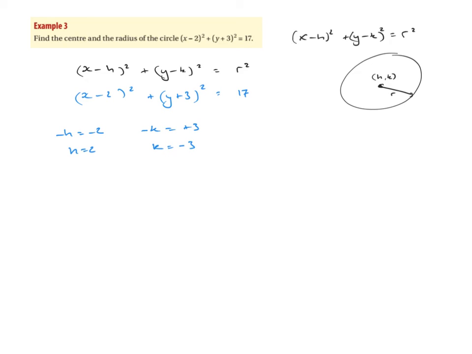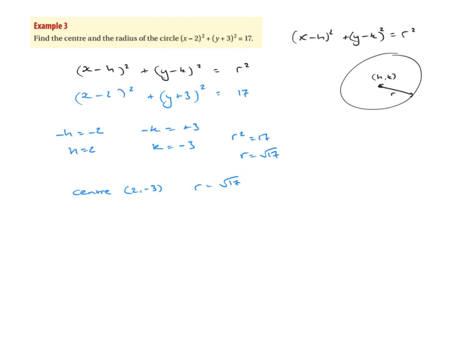And on the last bit here, we see that r squared is equal to 17, which means that r must be equal to the square root of 17. So the centre is 2, minus 3, so let's write that down. So the centre is 2, negative 3, and the radius is equal to root 17.